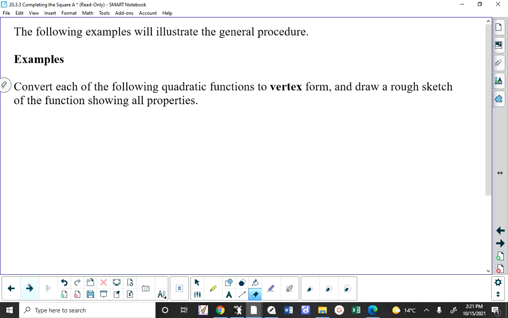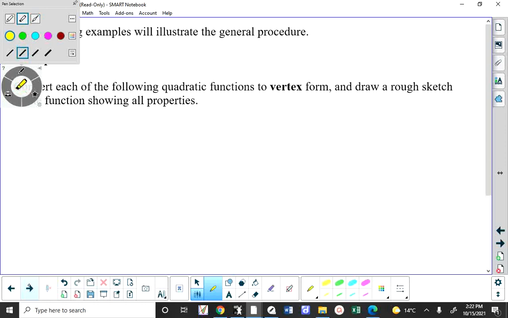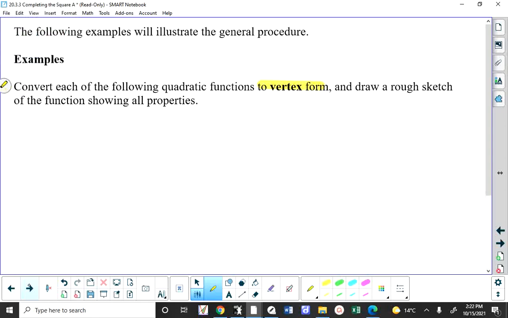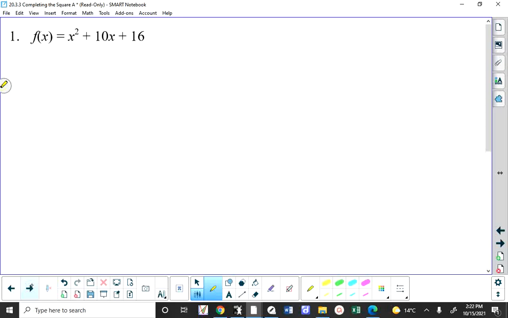There is a correction to be made in your handout. The question says, convert each of the following quadratic functions to standard form. It should say to vertex form. They're given to you in standard form. And as we go through the first one, I would like you just to play along. Just go, okay, I'm going to do what he says. And hopefully you start to understand why what we're doing works.